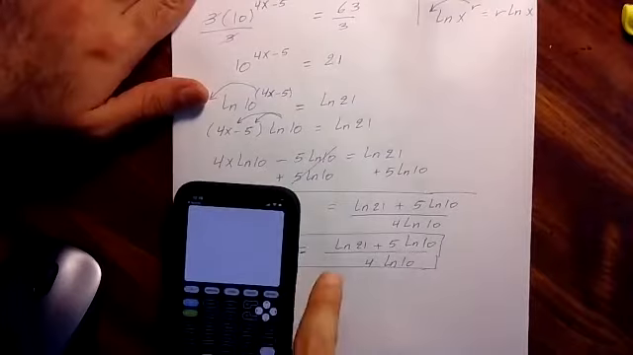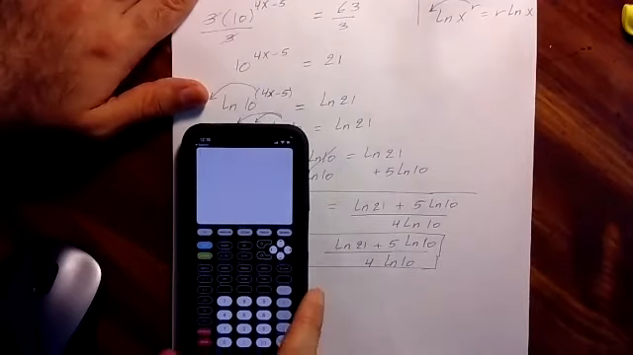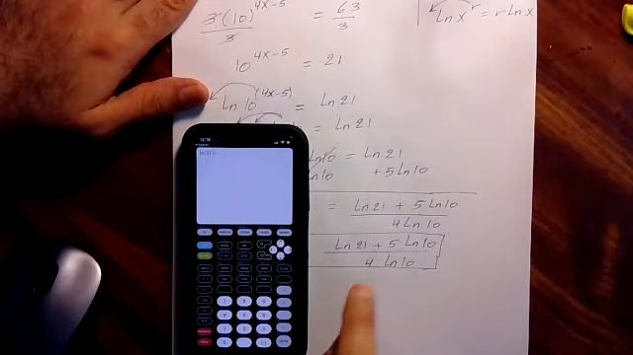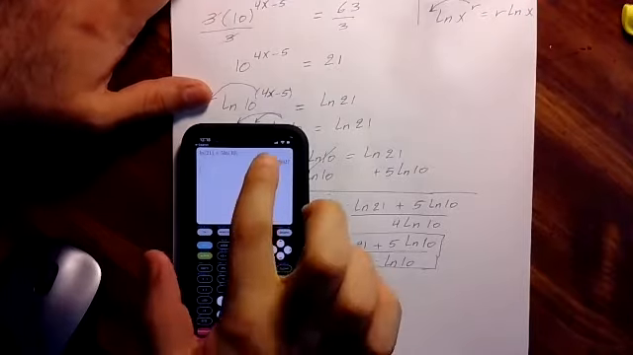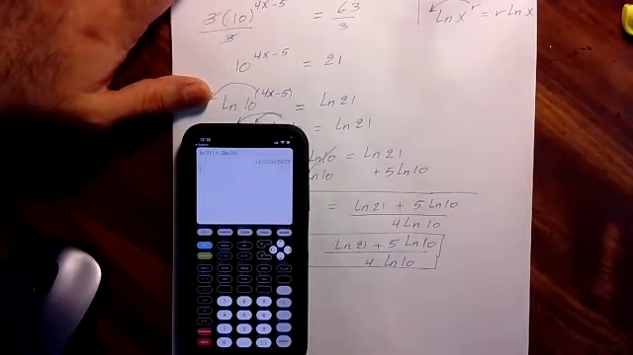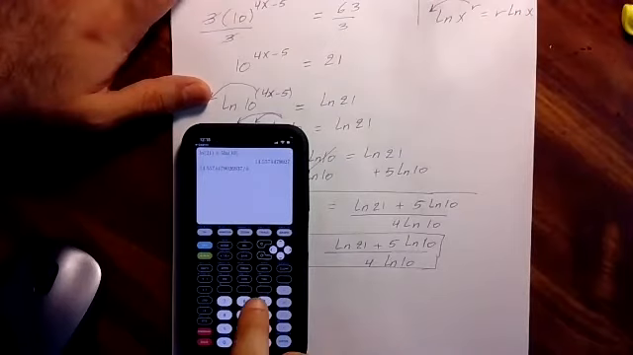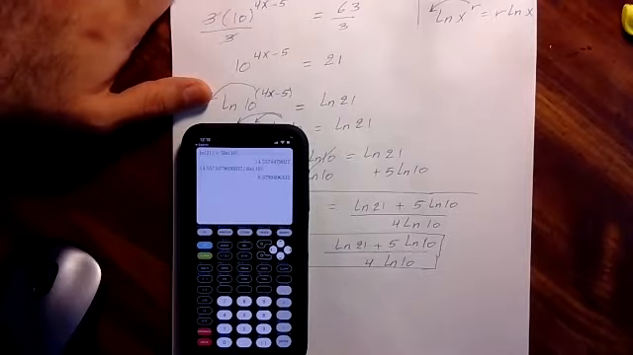So we're going to do exactly the same thing. ln 21, close the parentheses, plus 5 ln 10, close the parentheses. The result is going to be this one, and this one divided by 4 ln 10. There's something wrong I did. Yeah, because this whole top part is going to be divided by 4 ln 10.